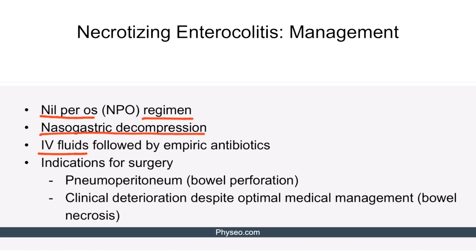Management of necrotizing enterocolitis includes making the infant NPO and nasogastric decompression. Additionally, intravenous fluids should be initiated, followed by empiric antibiotics. There are certain indications for surgery in the patients with necrotizing enterocolitis. First, if the abdominal X-ray shows pneumoperitoneum, this signifies bowel perforation. Therefore, the patient needs emergent surgical resection of the necrotic bowel segments.